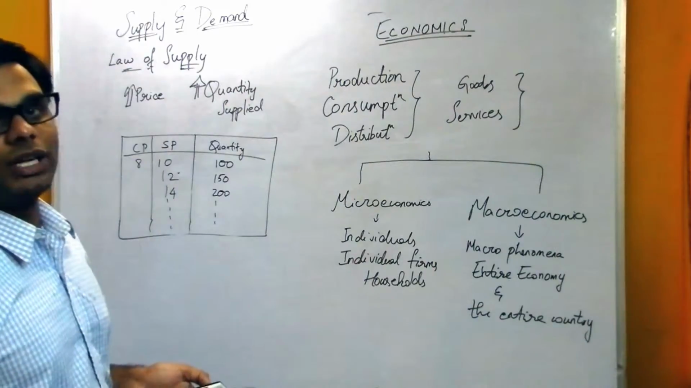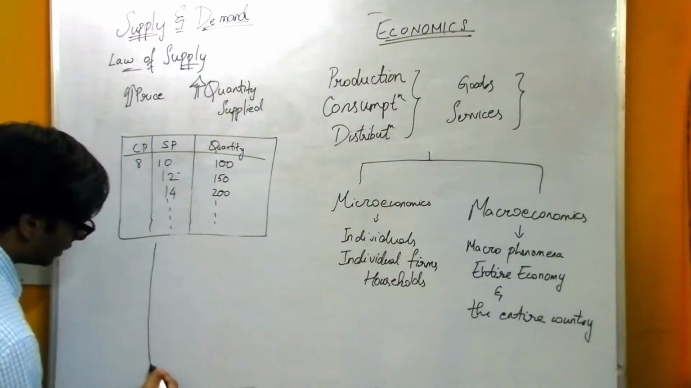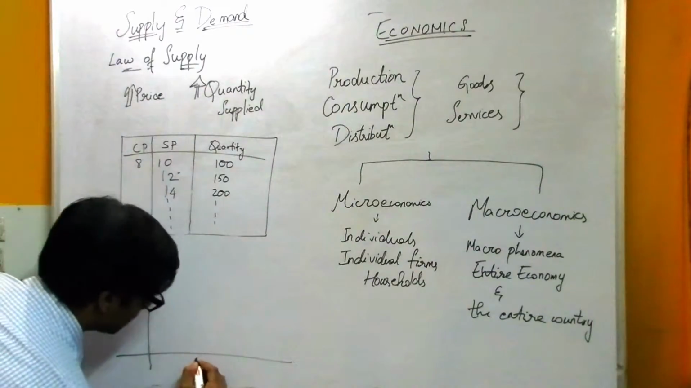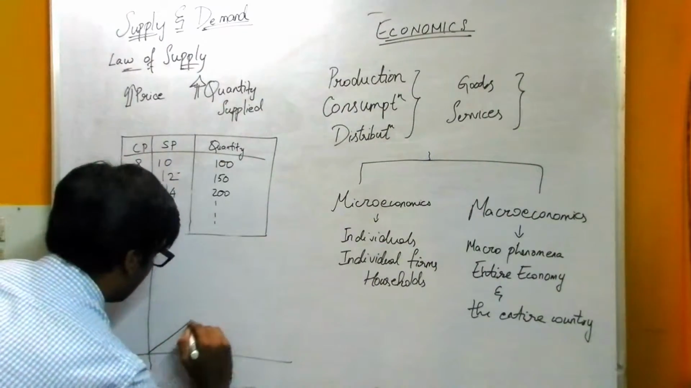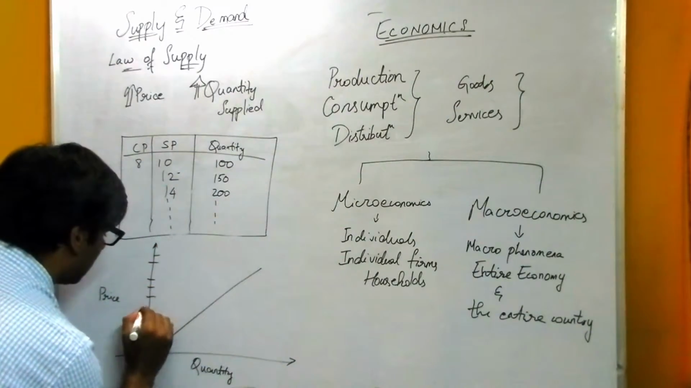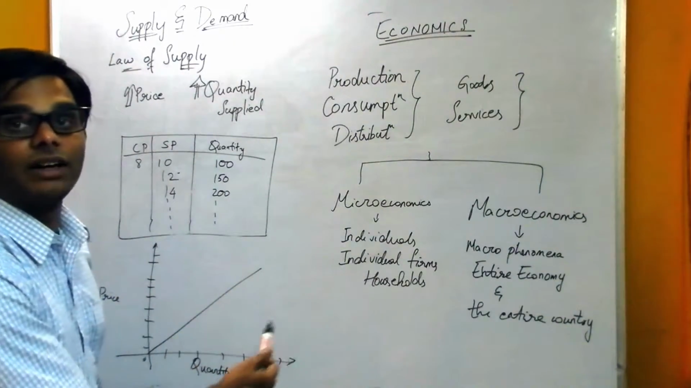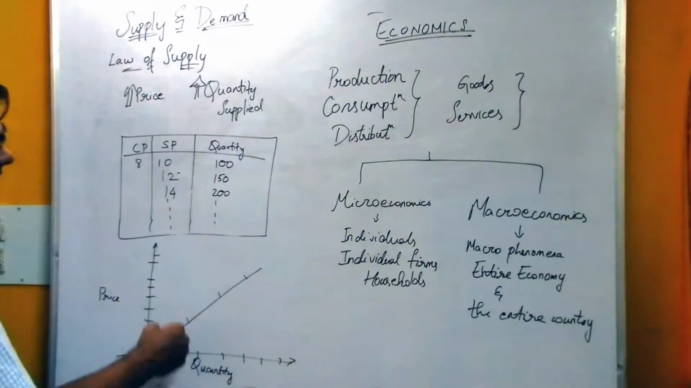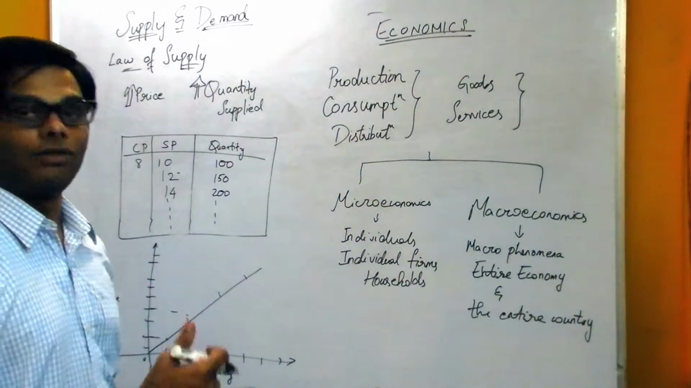The law of supply is looked at from the point of view of the supplier and not from the point of view of the consumer. So we can actually plot this in a graph. If this is price and this is quantity, as the price increases, the quantity also increases. That relation can easily be seen in this linear graph that we are showing here. As the price is increasing, the quantity is also increasing. So this is the law of supply.